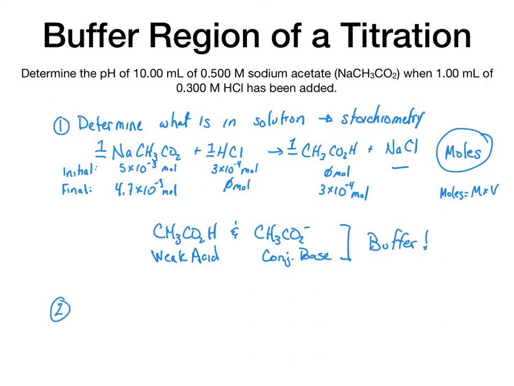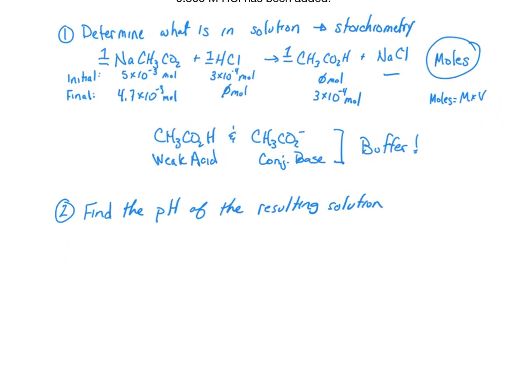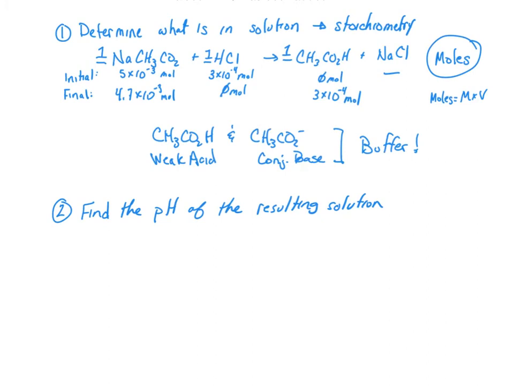So now in step two, we are going to need to find the pH of the resulting solution. So since I am working with weak acids and bases, I need to set up an equilibrium. And so I'm going to start with my acetate. It is in equilibrium with the acetic acid plus OH minus. And since I have weaks and in equilibrium, I'm going to set up an ice table.